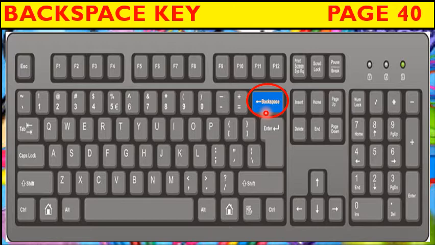Now, children, let us first consider the backspace key. Children, this is a backspace key. There is only one backspace key on the keyboard. The backspace key is used to erase or rub on the left side of the cursor.